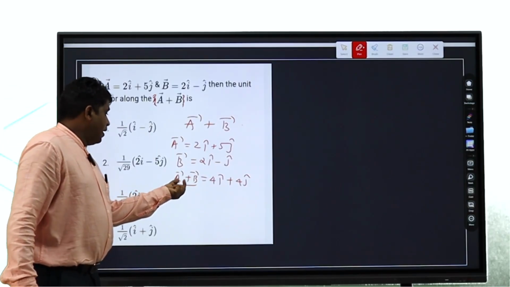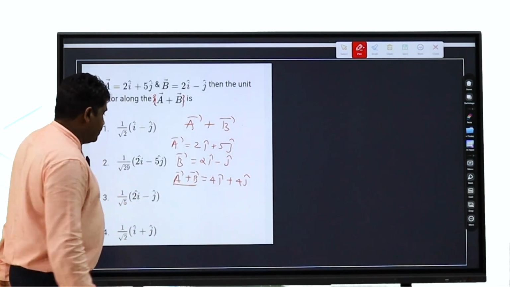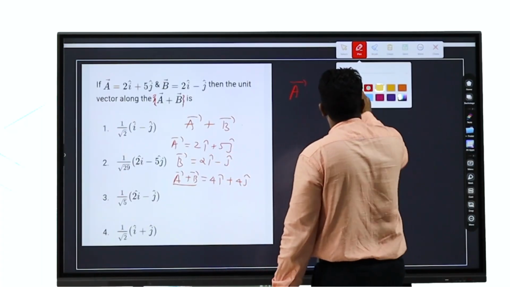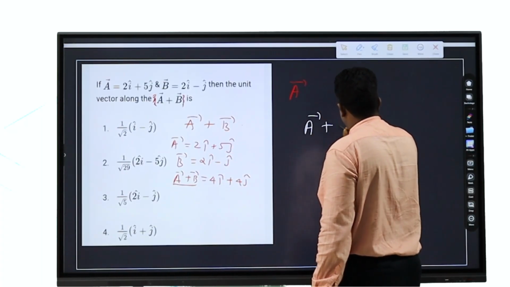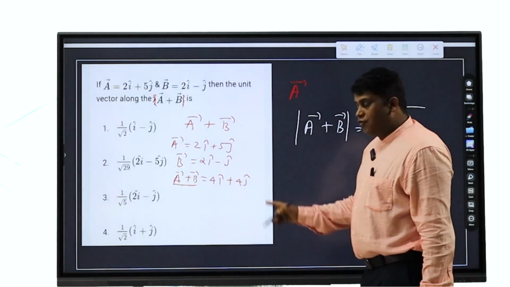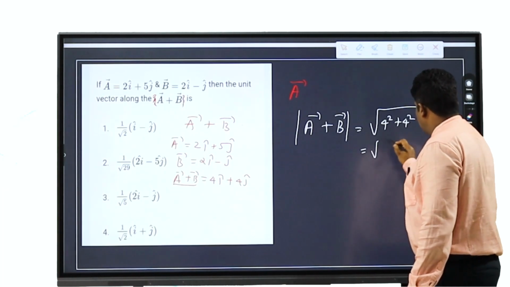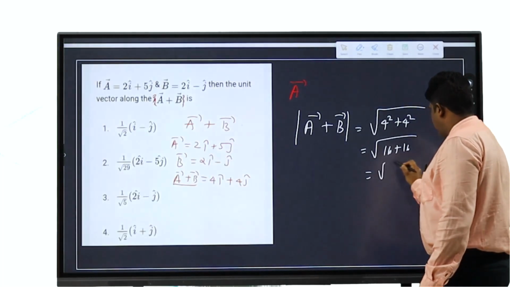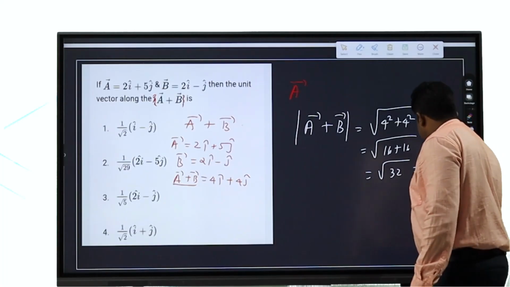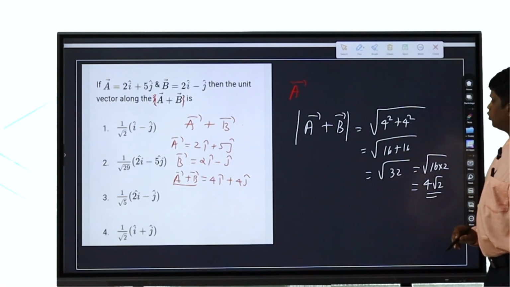We have to find the magnitude of A plus B, and we have to divide A plus B by the magnitude of A plus B. How can we find the magnitude of A plus B? A plus B is given as 4i plus 4j. Then magnitude of A plus B is root of 4 square plus 4 square, that is root of 16 plus 16, which is equal to root of 32. We can write 32 as 16 into 2, and root of 16 is 4, then we get 4 root 2. So 4 root 2 is the magnitude of A plus B.